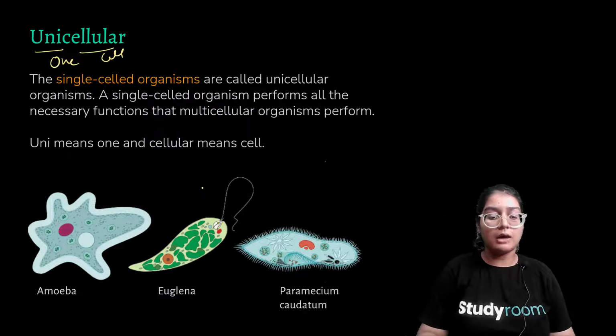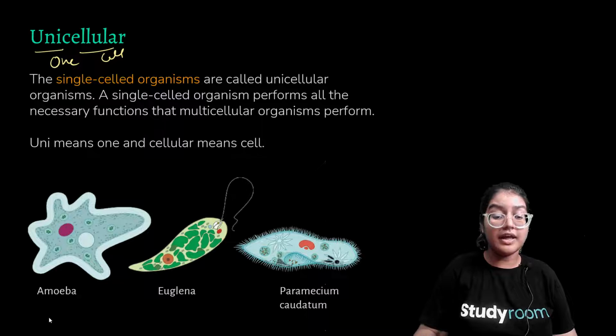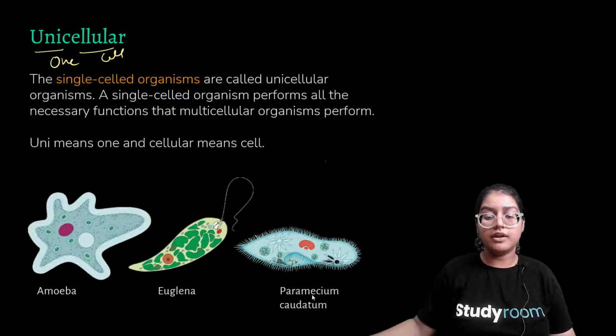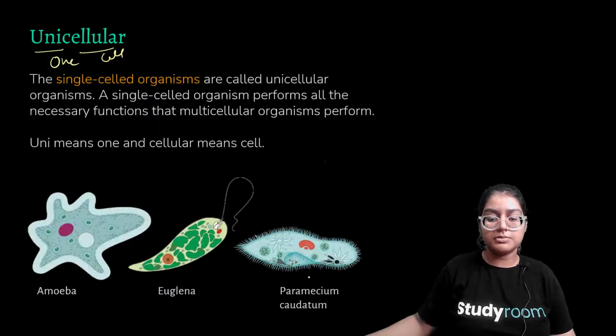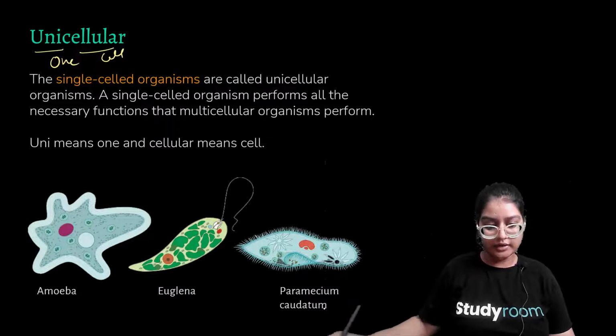So here are some examples pasted for you. We have amoeba here, Euglena here, and paramecium here, Paramecium caudatum. So we have amoeba, Euglena, and Paramecium caudatum.